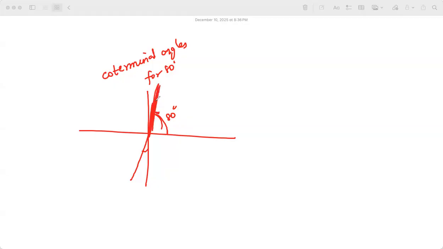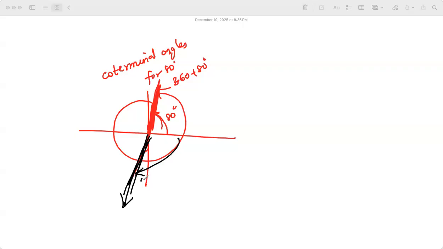Coterminal means this. See, this one, it can again come here. Then that coterminal angle will be 2 pi plus 80, or you can say 360 plus 80. That is one coterminal angle. The other coterminal angle will be what? You see this ray, right? This is 10 degrees, this is 90 degrees. So you can have 280 degrees. One is 280 degrees.